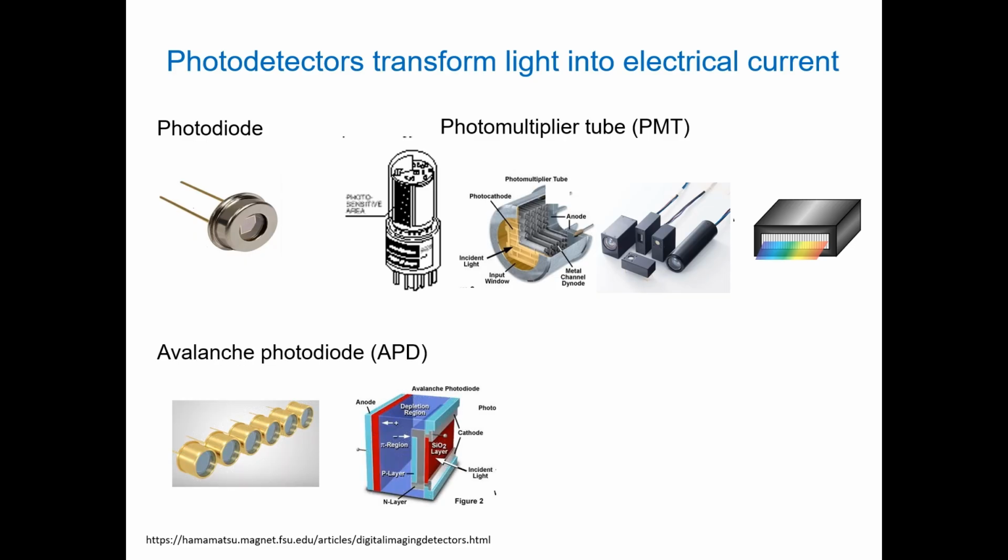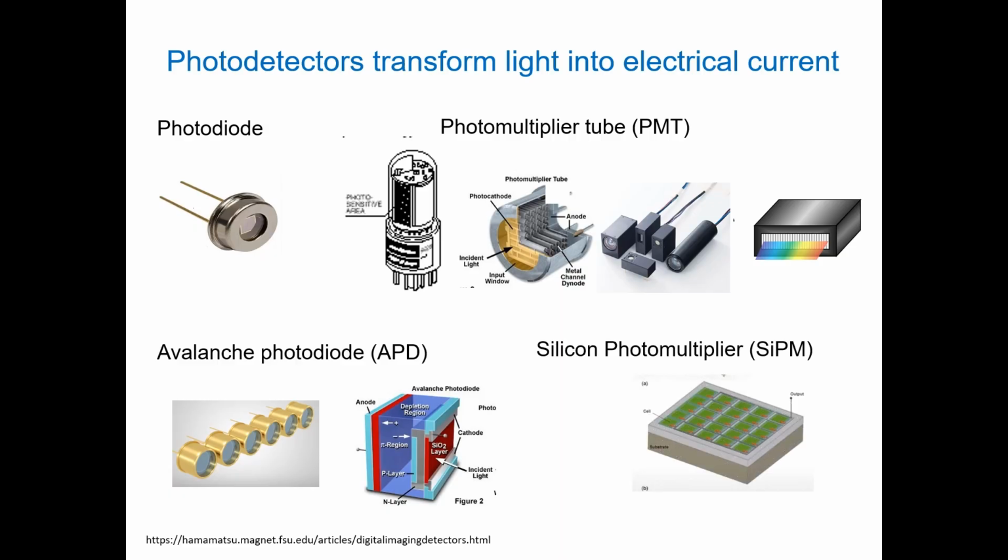Avalanche photodiodes, or APDs, are also highly sensitive, particularly in the red wavelengths, and are now used in many instruments, both spectral and conventional. And last are the newer silicon photomultipliers, which are the next generation of highly sensitive light detectors and already being incorporated into some of the latest instruments.